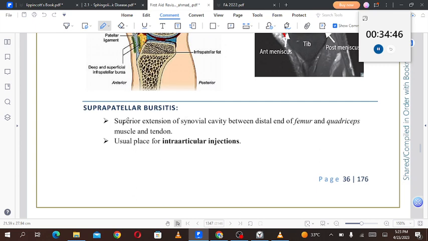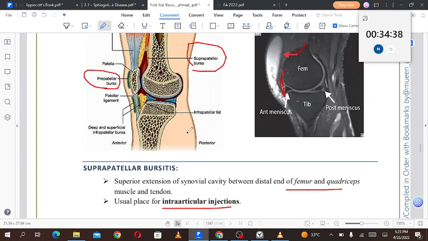Suprapatellar bursa is the superior extension of the synovial cavity between the distal end of the femur and the quadriceps muscle and tendon. It is the usual place of intra-articular injection when we have to anesthetize the knee joint or do some operations in the knee joint. So we give injections inside the suprapatellar bursa.